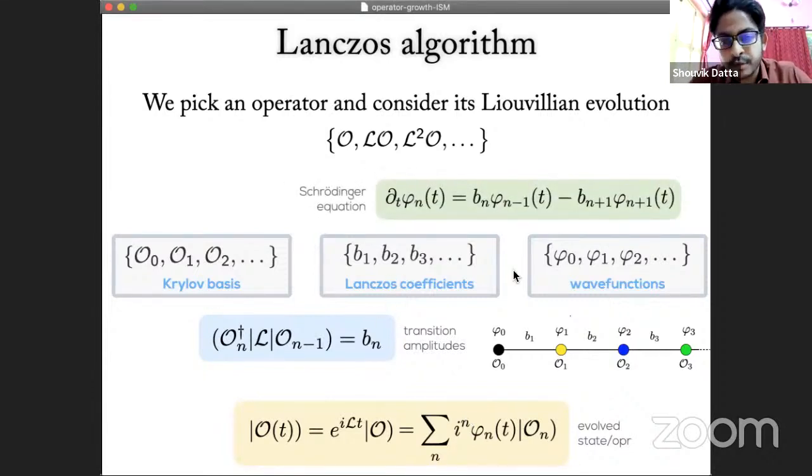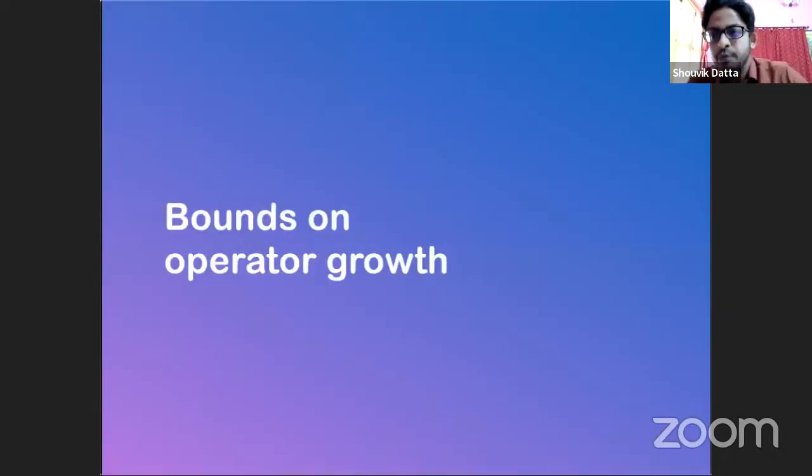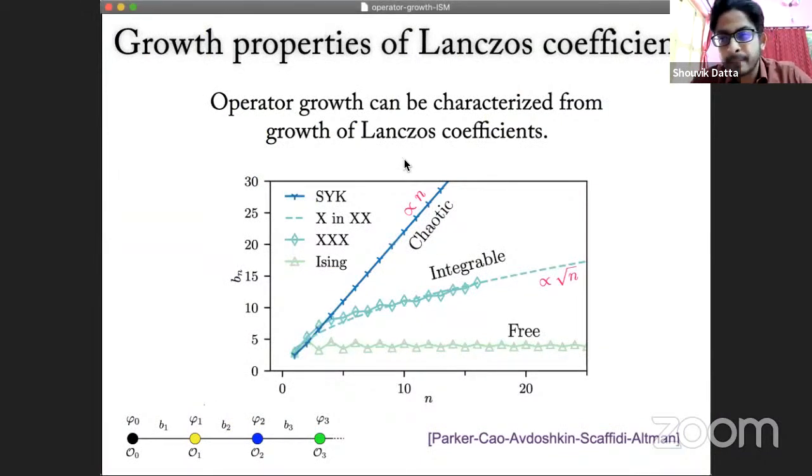And these Lanczos coefficients and wave functions are not unrelated. You can take a time derivative of this equation, and then you can see that it obeys a Schrodinger-like equation, which takes us far. So this is a bit of formalism, but what is this good for? This formalism actually provides some bounds on operator growth. So the Lanczos coefficients can actually characterize operator growth.